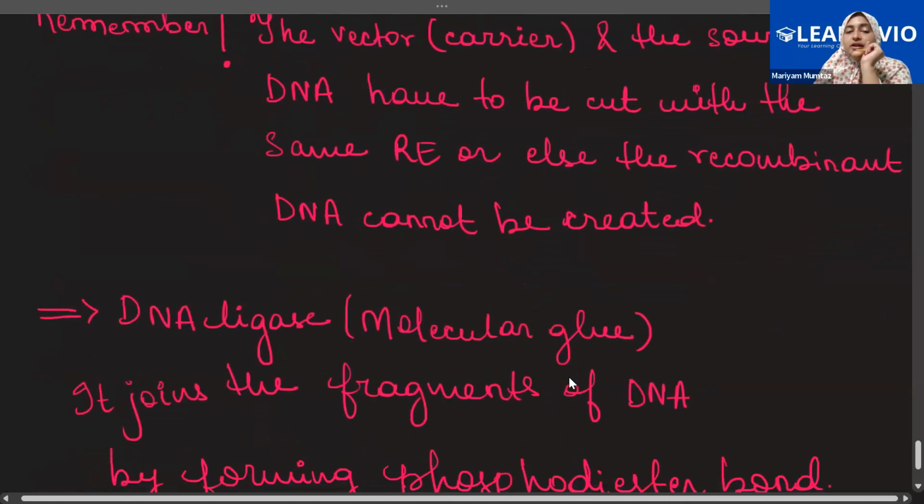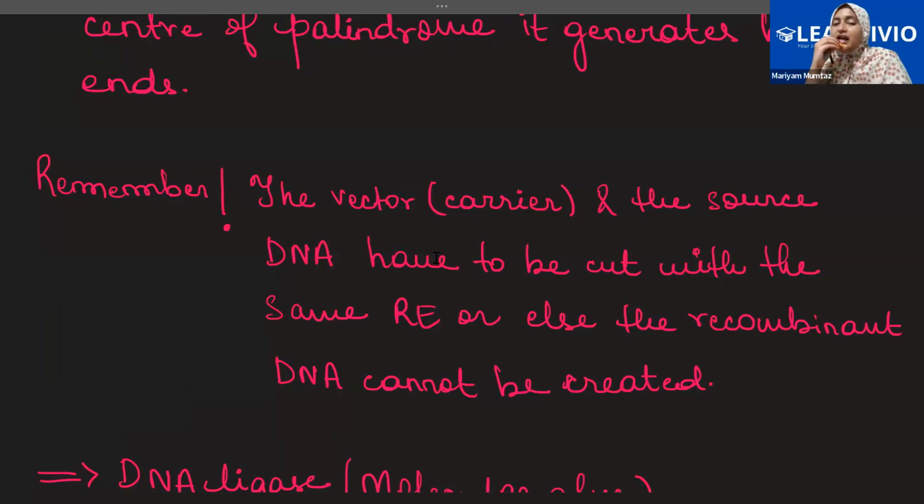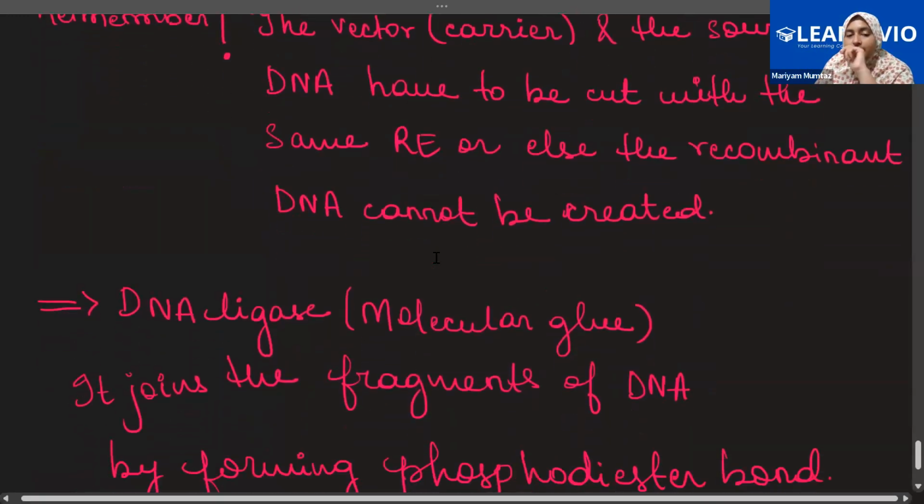Also, always remember that the vector, which is the carrier of the gene of interest, and the source DNA, whatever we want to put on the vector to be carried, they both have to be cut by the same restriction enzyme. If it is not done, then both of them will never be able to form a bond. So the vector and the source have to be cut with the same restriction enzyme. Then only the recombinant DNA will be created.